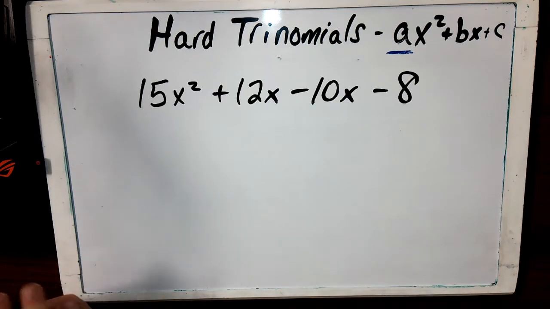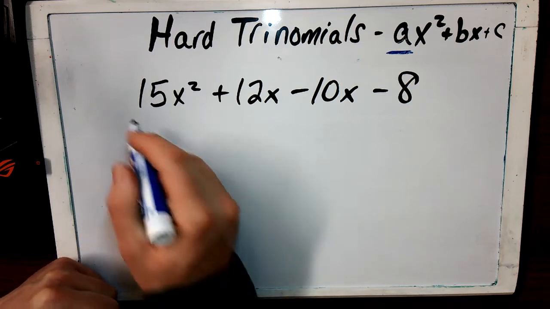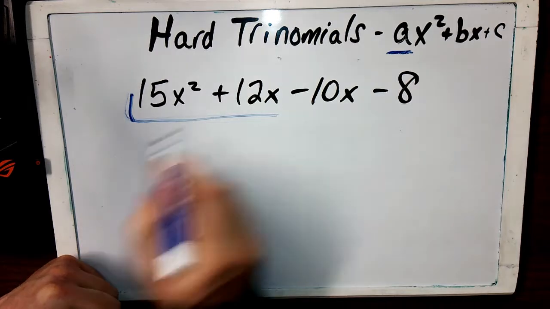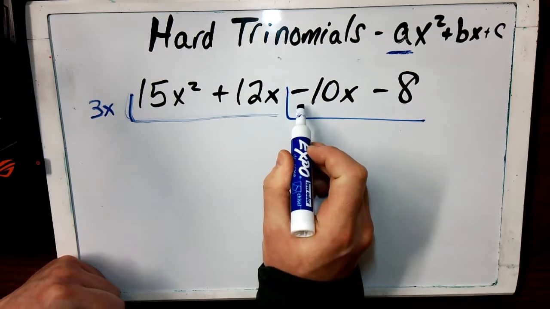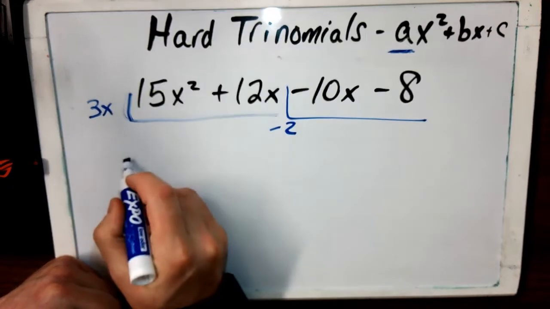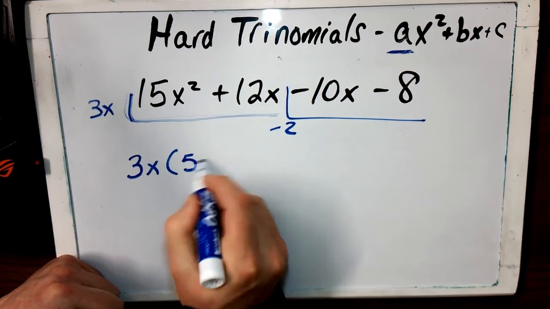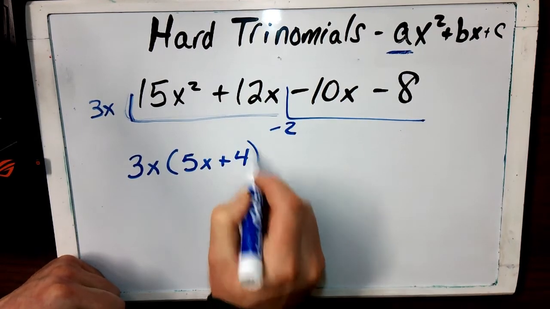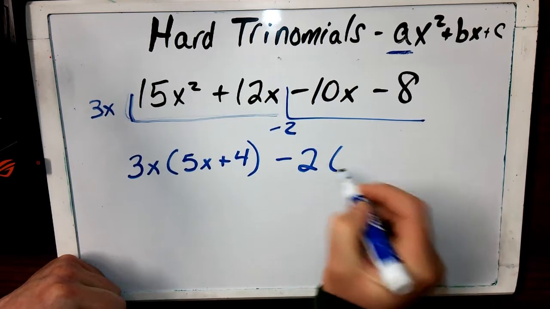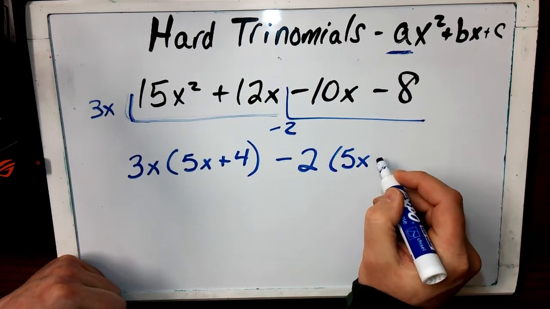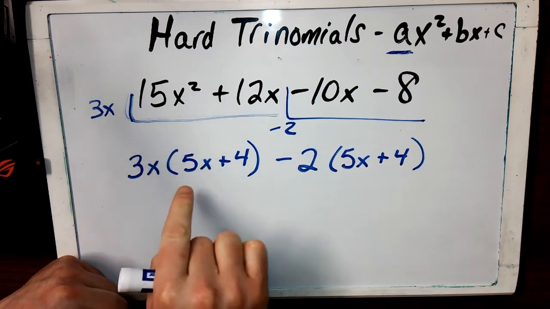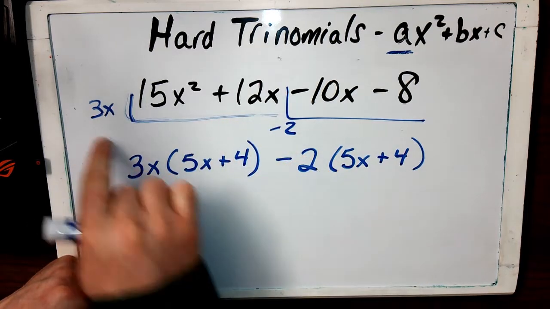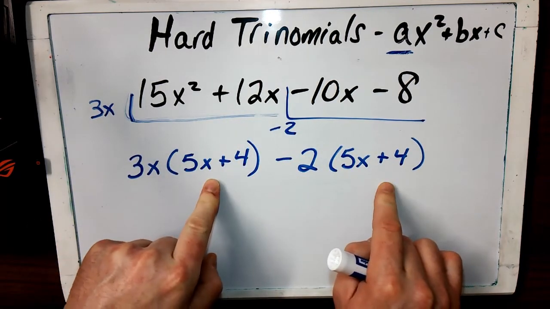So once again, pause the video, try it out, see how you do. So this one, GCF 3 times. 3x goes into this. And remember, take out the negative. Negative 2 goes into both. Be careful with that. So 15x squared divided by 3x is 5x. 12x divided by 3x is 4. We've got matching binomials. We know we're on the right track.